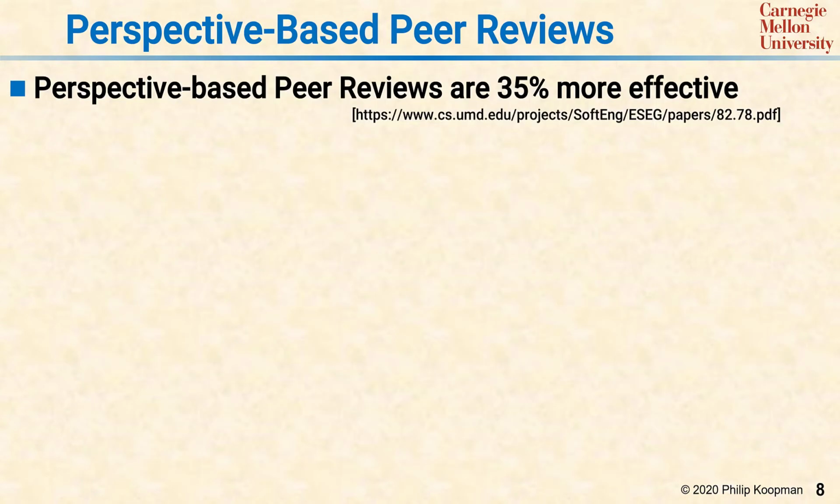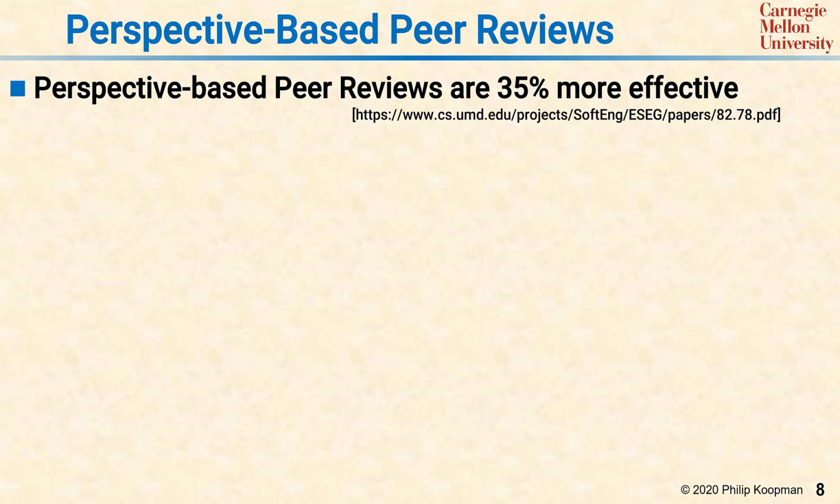One way to improve peer reviews is to use the technique known as perspective-based peer reviews. These reviews can be 35% more effective than ordinary peer reviews. The idea behind a perspective-based peer review is that if you have multiple people looking at software, give each person a prompt to make them look at it a little differently than the other people, so you get more diverse points of view and better coverage of the potential issues with a piece of software.